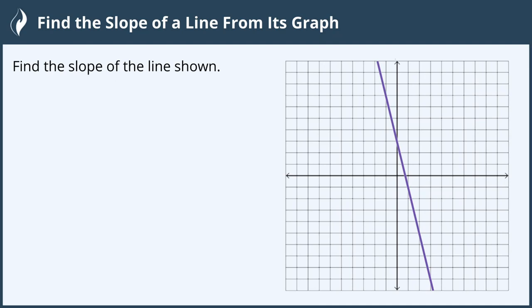Hi everyone! In this video we will find the slope of a line from its graph. Find the slope of the line shown. Here we have the graph of a line in a coordinate plane.